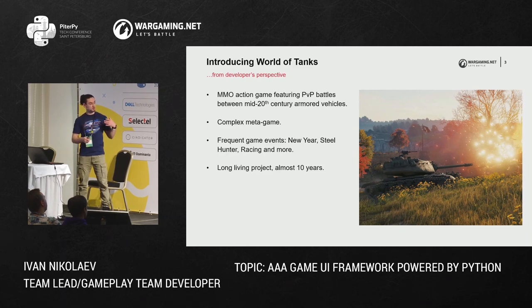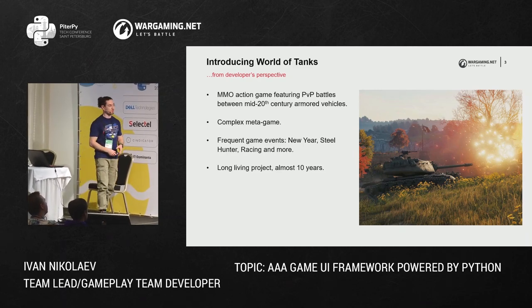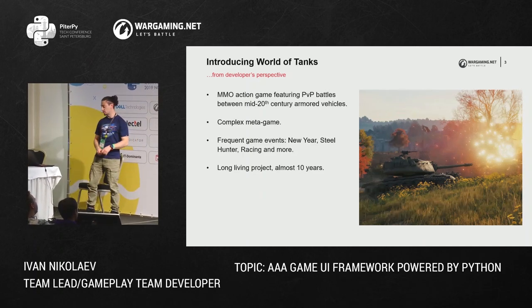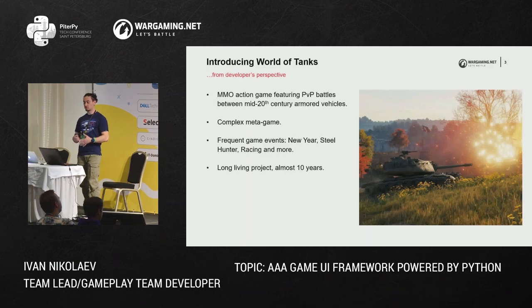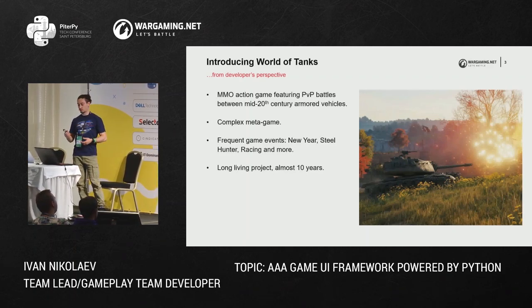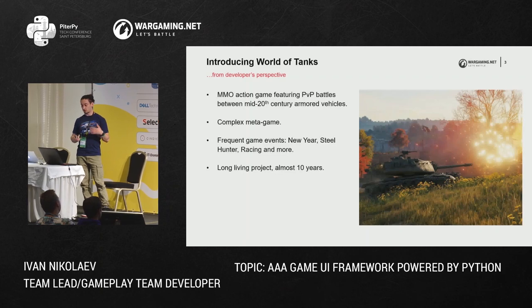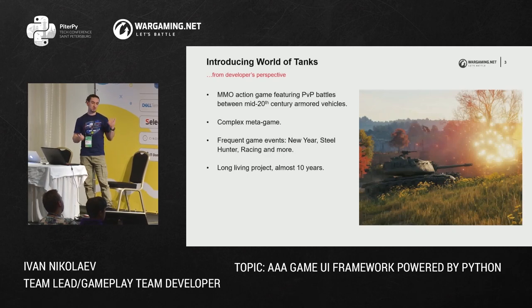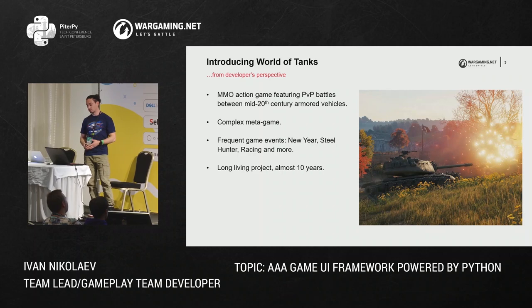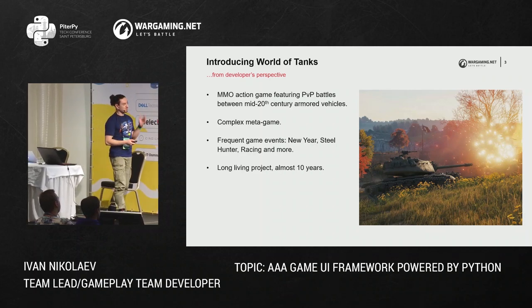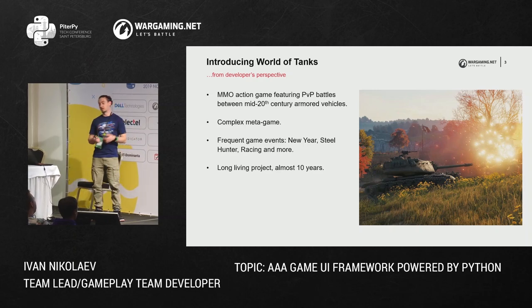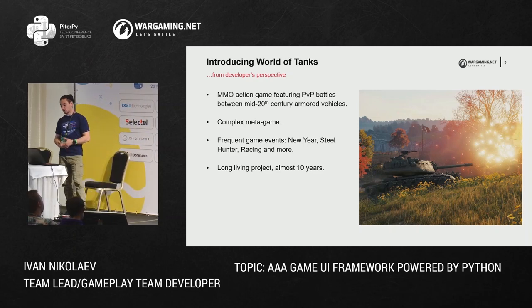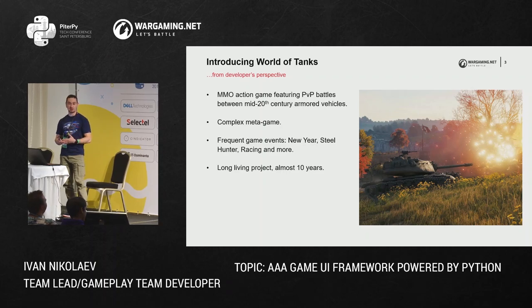And it's a very long living project. It's been around for almost 10 years, like in 2019 it's the 10th year since the early alpha. And a lot of stuff really happens during the year because we release features, for example the New Year one, where you can customize your hangar, decorate your Christmas tree, and apply all sorts of customizations to the vehicle. Recently, during the summer, we released the Steel Hunter event, which basically is a battle royale tank fashion, and so on. So there's a lot of things to do, and from the developer's perspective, it's a lot of code base you have to keep alive, keep maintainable, make changes to, and not break or explode.